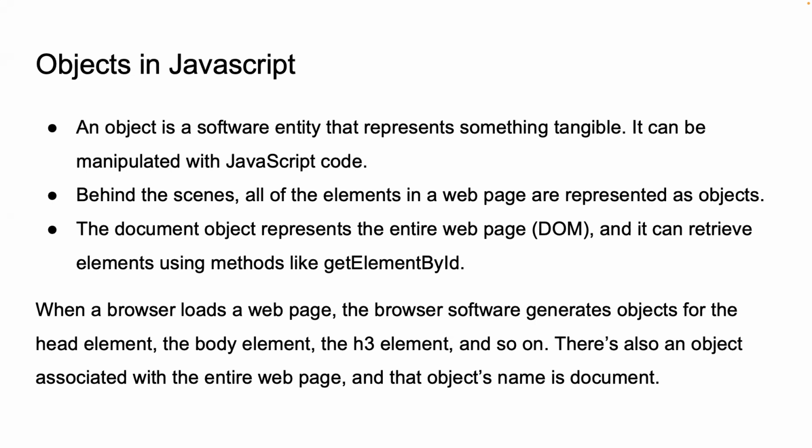The document object represents the entire web page DOM, and it can retrieve elements using methods like getElementById. When a browser loads a web page, the browser software generates objects for the head element, the body element, and the h3 element, and so on. There's also an object associated with the entire web page. The object's name is document.